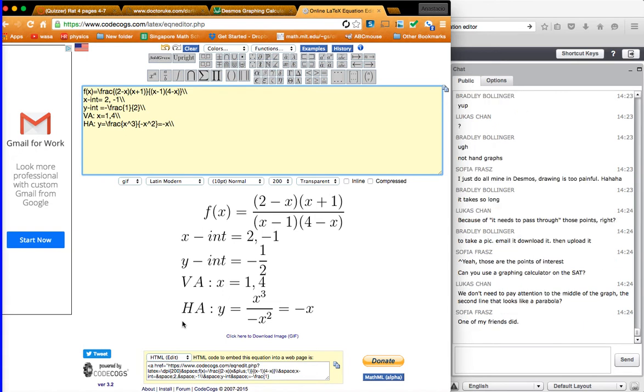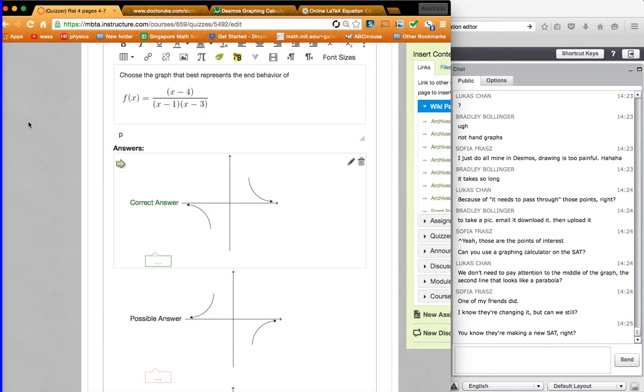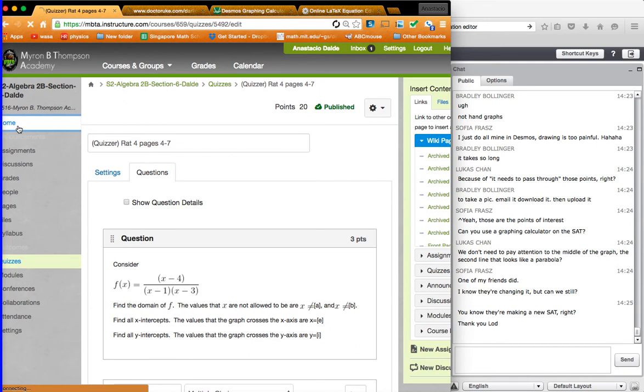On the SATs, I have to check. I think you can actually use a graphing calculator. And on the EOC exam, which is the end of course exam for Algebra 2, they actually have a built-in graphing calculator in the test. In fact, you guys know what that looks like and where it is, right?